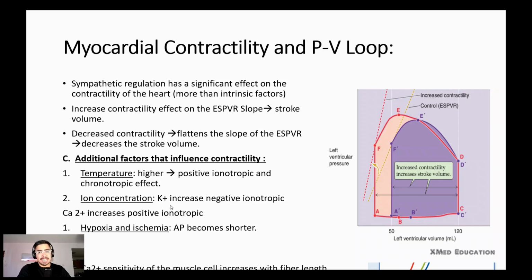And hypoxia and ischemia: when there is ischemia, it means that some of the muscle is dead, so it cannot contract, the action potential becomes shorter and the contraction will be weaker.